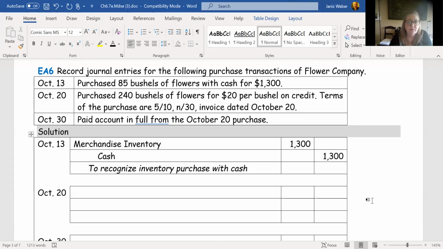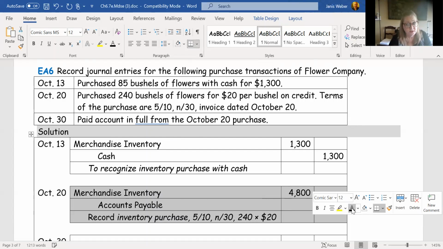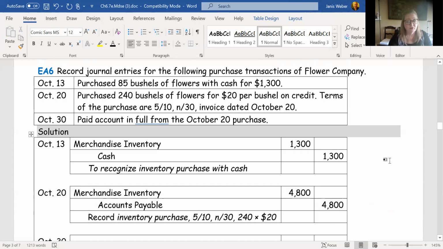Then the second thing that happened, we purchased 240 bushels of flours for $20 per bushel on credit. The terms are 5/10 net 30. So 5/10 net 30 means you can have a 5% discount if you pay within 10 days, but at least pay the net by 30 days. And the invoice is dated October 30th. So when we record this, we're going to record it on the gross method, meaning we're not going to worry about that discount until the payment. So we're going to record the whole $4,800, 240 bushels times $20 as merchandise inventory debit and a credit to accounts payable.